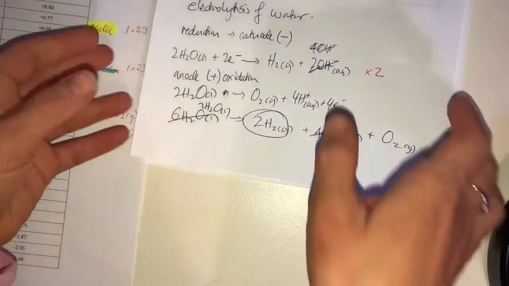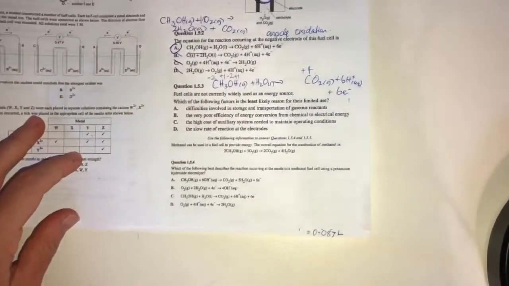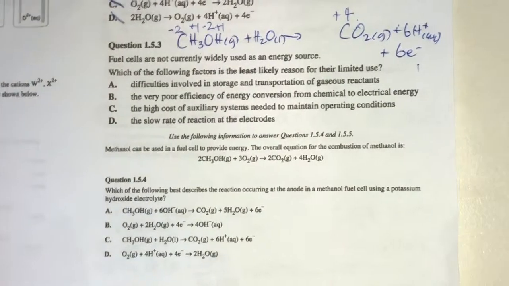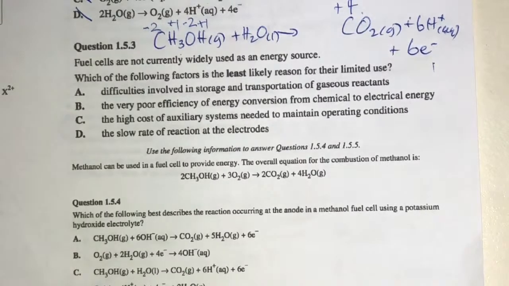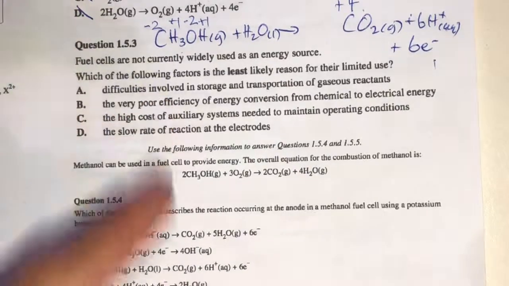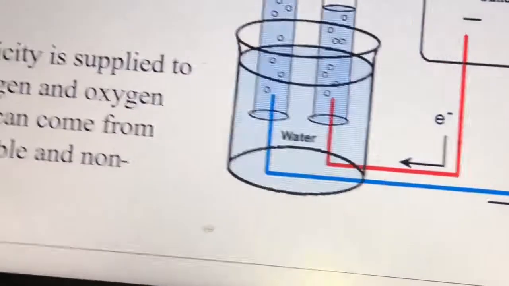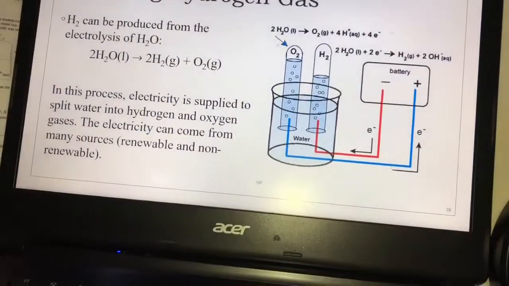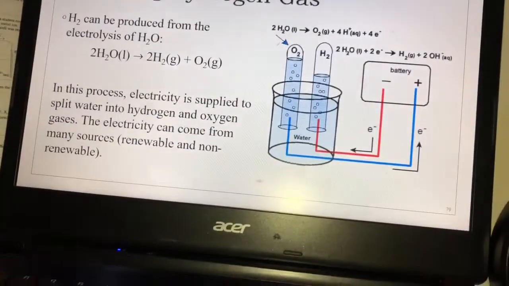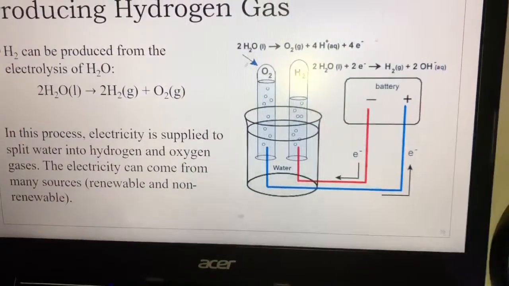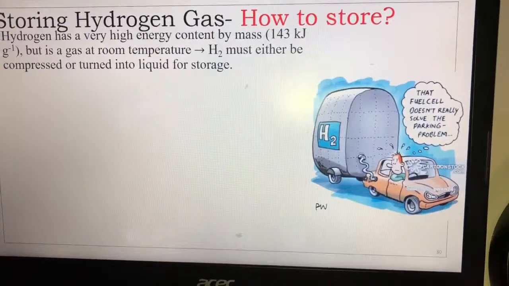Okay, let's go back to the questions. Got a bit sidetracked then. So, just zoom in. Okay. Fuel cells are not currently widely used. Which of the following factors is the least likely reason? Difficulties involved in storage and transportation of gaseous reactants. Well, let's have a look at our table of potential problems. All right, first of all, storing hydrogen gas.